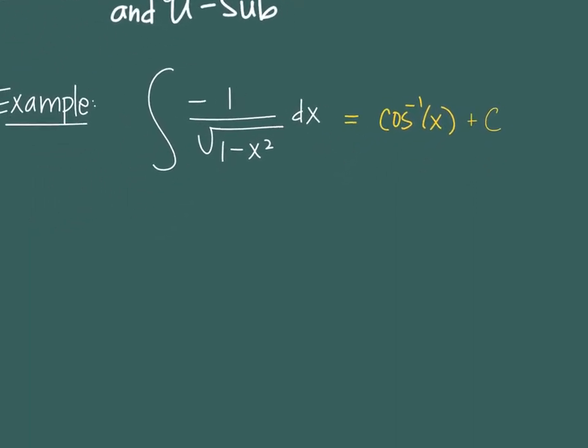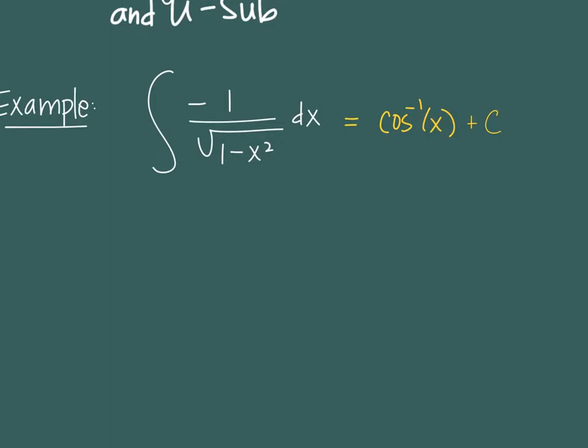So let me show you how the proof works. How do you fill in the gaps to know that's actually how it works out? And it's with a u/trig substitution. Okay, here's what we start with. So the proof starts with a u substitution of the cosine inverse of x.